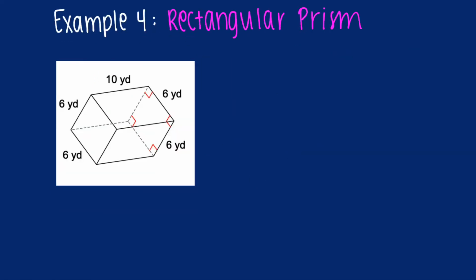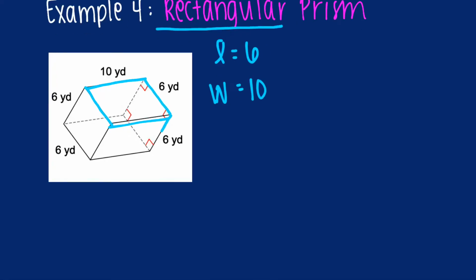Alright, so example 4 is a rectangular prism that has square faces. So again, you have to look at the base of the rectangle because that is in the name. So when I look at my rectangle, I have 10 by 6. So that means my length and my width are going to come from there. I'm going to call my length 6 and my width 10. It really doesn't matter. Either one works. So that means that last measurement is going to come from the height of my square. So my height is 6.